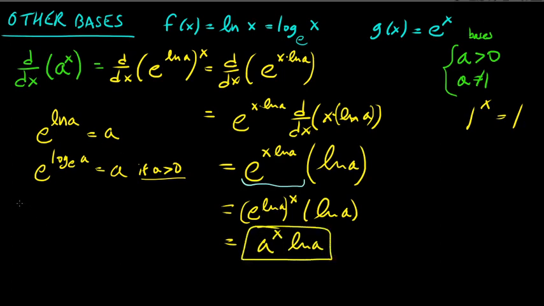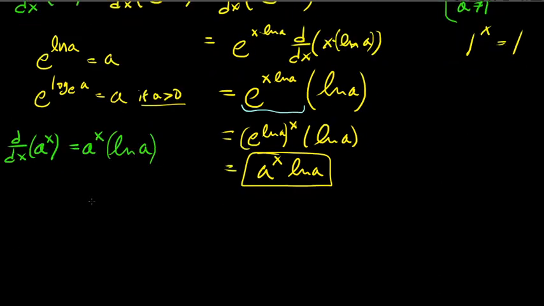So the derivative of a to the x, just copy it down here, the derivative of a to the x is just a to the x, just like you would expect for any exponential function, right? The derivative of e to the x is e to the x. But if a is not equal to e, then you also have to multiply by the log of a, which is just a number, right?